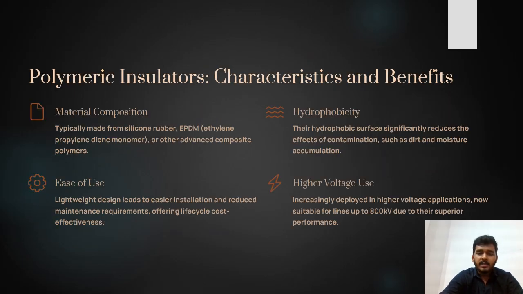Composite insulators, characteristics and benefits. What are the characteristics and its benefits? Material composition: typically made of silicone rubber, EPDM, which means ethylene propylene diene monomer. Actually I am not aware of it, I'm sorry. But other advanced composite polymers too. Polymers generally means rubber type materials.